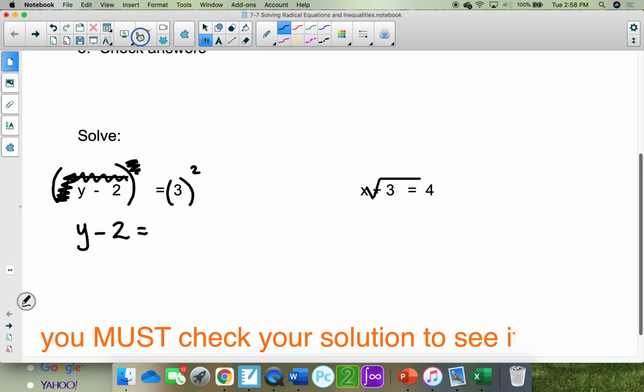3 squared is not 6. 3 squared is 2 3s, and 2 3s make 9. And then add 2 to both sides. So y equals 11, final answer.